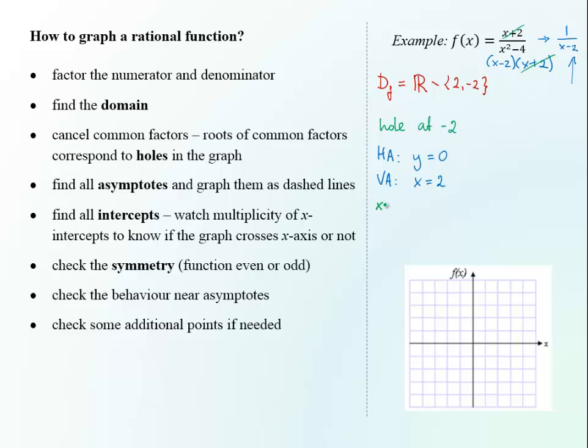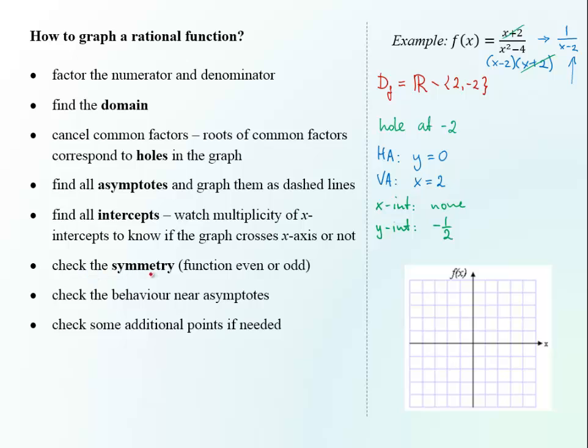So x-intercepts are when y is 0. That means for a fractional form, when the numerator is 0. But the numerator is never 0. It's always 1. Therefore, the x-intercept is none. What about the y-intercept? Well, the y-intercept is when x is 0. So if we plug in x equals 0 to the formula here, we end up with negative 1/2. So the y-intercept is negative 1/2.